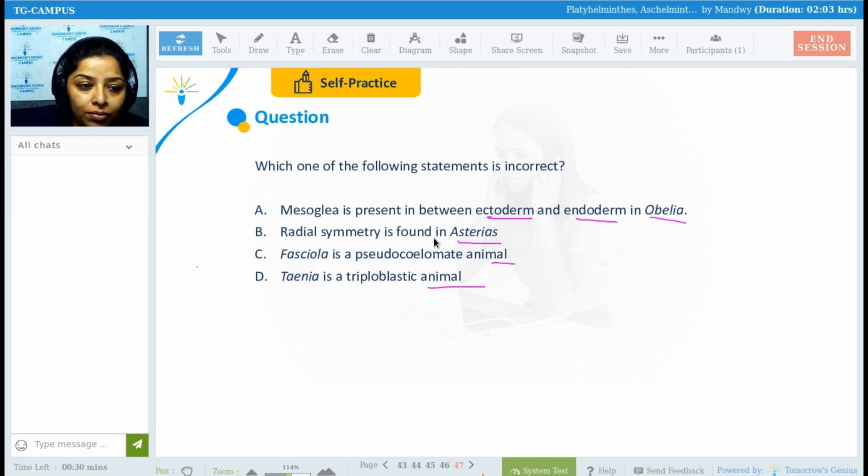What is Fasciola? Fasciola is liver fluke, right? And liver fluke belongs to which phylum? Platyhelminthes, ma'am. Platyhelminthes. So, is Platyhelminthes pseudocoelomate, acoelomate, or coelomate? It is acoelomate. But here it is written as pseudocoelomate. So what will be the answer? C. So, this type of question will come.